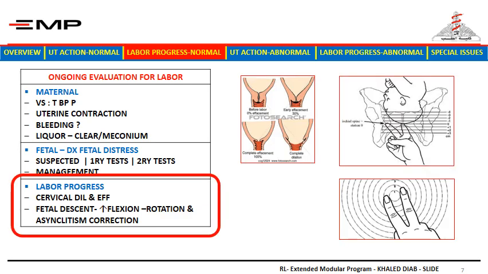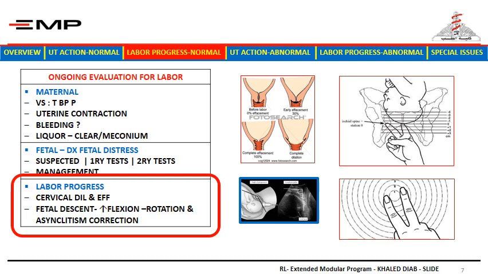In this presentation, we will concentrate on normal and abnormal labor progress evaluation. Labor progress assessment is done by pelvic examination, measuring not only cervical dilatation and effacement, but also fetal descent, rotation, and increased flexion. Transabdominal ultrasonography and transperineal sonography have been used for assessment of fetal position and station, especially in obese women.